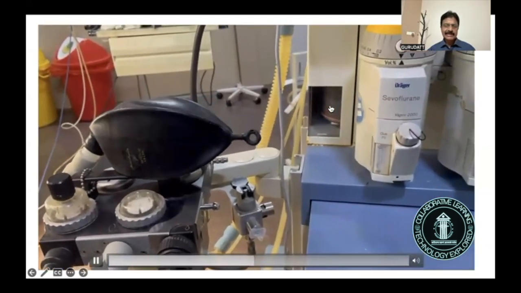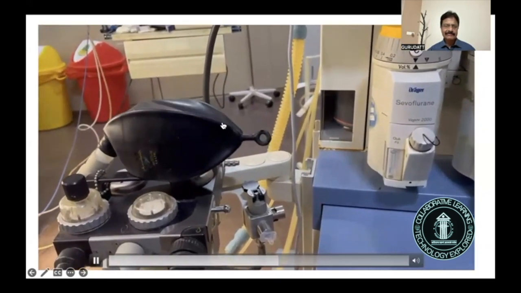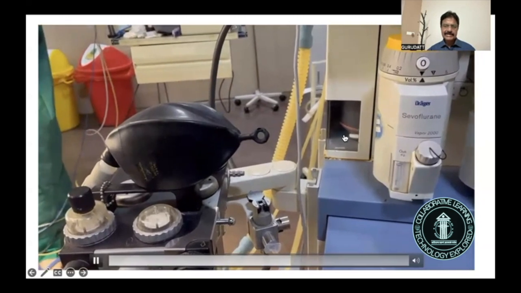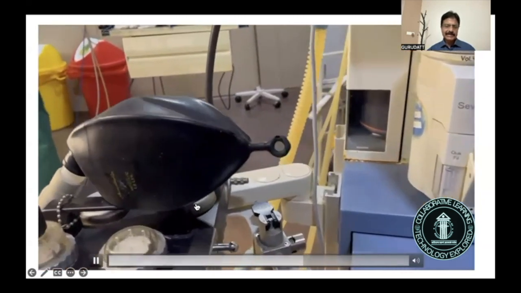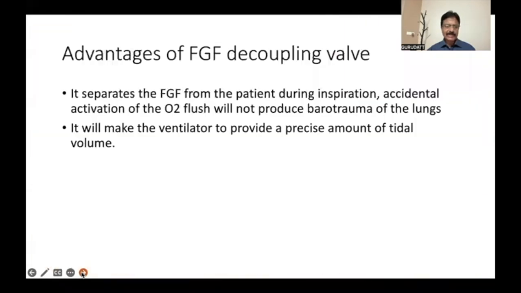So as the piston is going up, that is the inspiratory phase, the bag is inflating. As the piston is going down, that is the expiration, the bag is deflating. So now what are the advantages of the fresh gas flow decoupling valve?